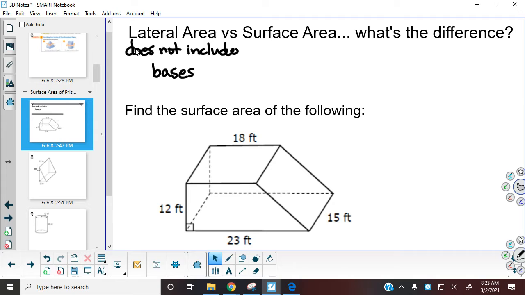And so in each case, you're going to find the area of your different faces and add them together. The only difference, again, lateral area does not include the bases. Surface area obviously then does include them.